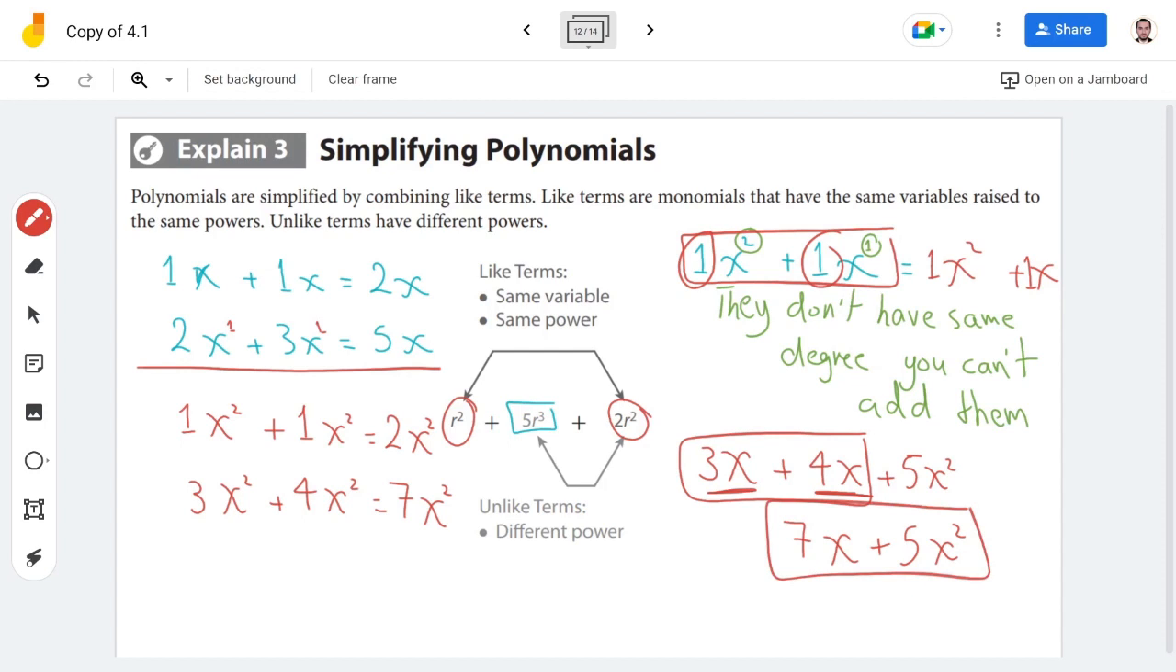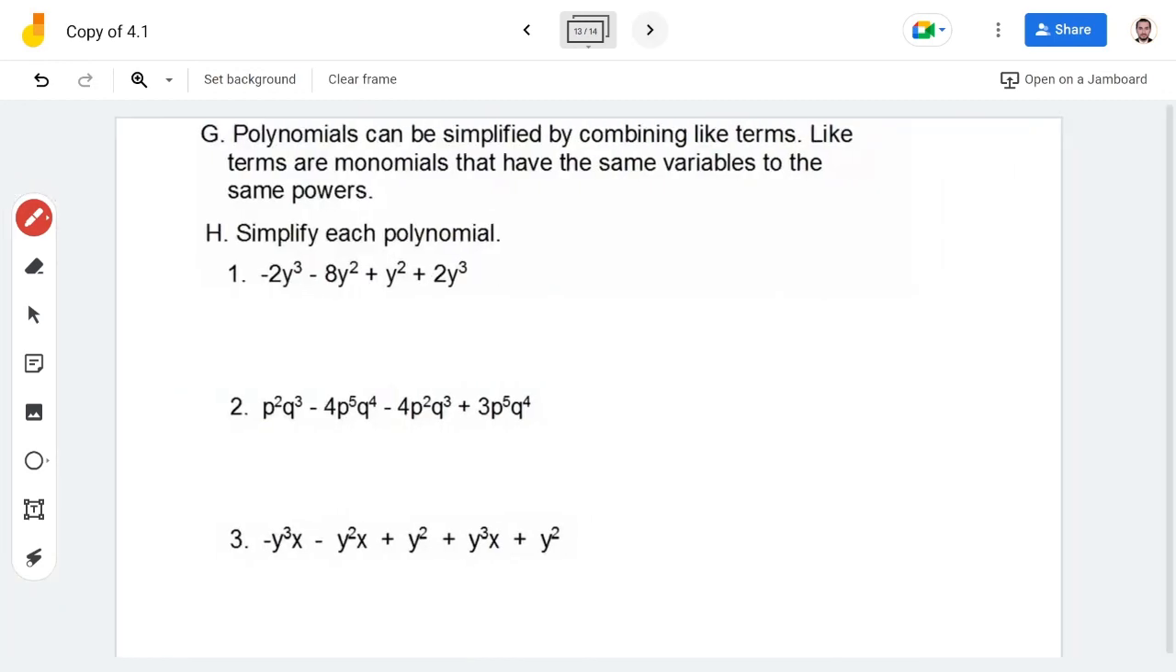Now I hope you understand. If you need to add any polynomial or simplify any polynomial, you need to add only the same power. Okay? Same variables, same power. If they have different power, you can't add them together. Okay, let's take these examples and finish the lesson.